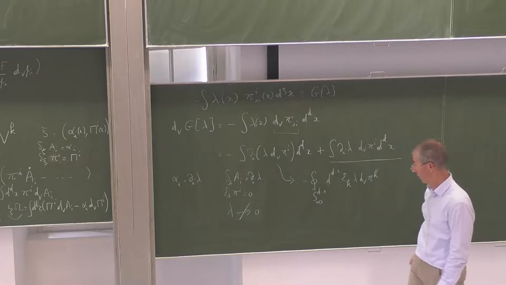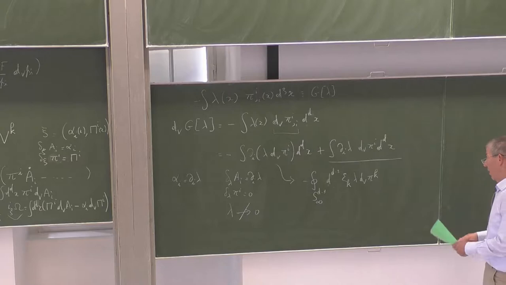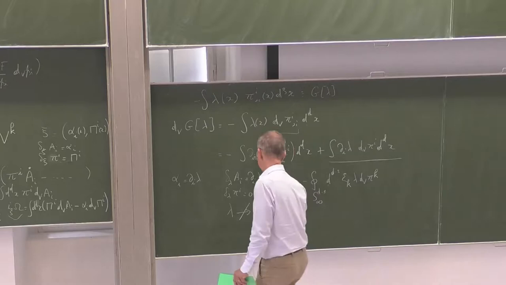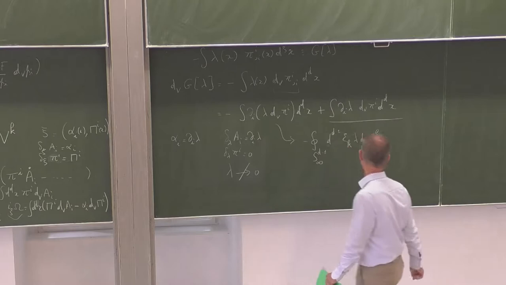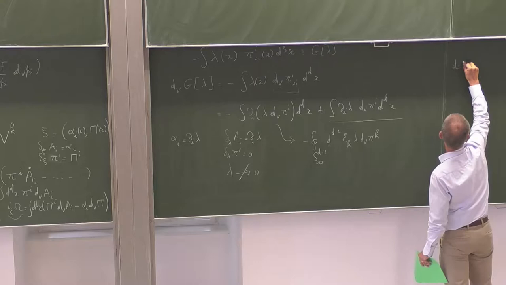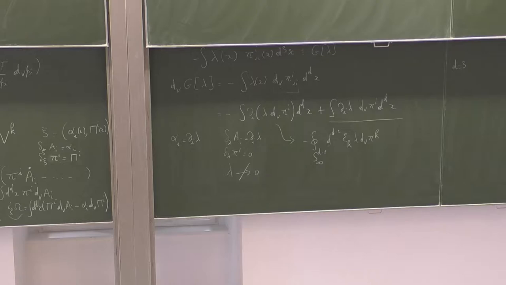Now, one can do slightly better. Let me just work in three dimensions. To do better, you need to know the behavior of the fields at infinity, so I will take d equals three. Then we know that the electric field goes as one over r squared at infinity.